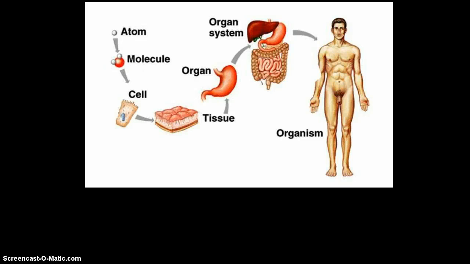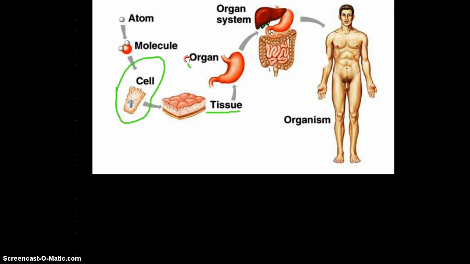Last class, we talked about how atoms make up molecules, and molecules make up the smallest functional unit of life, cells. If we look a little larger than cells, common cells make up tissue. Tissue that have similar functions make up an organ. In this example, we have stomach cells making up stomach tissue, and stomach tissue making up an organ called the stomach, which is right over here.